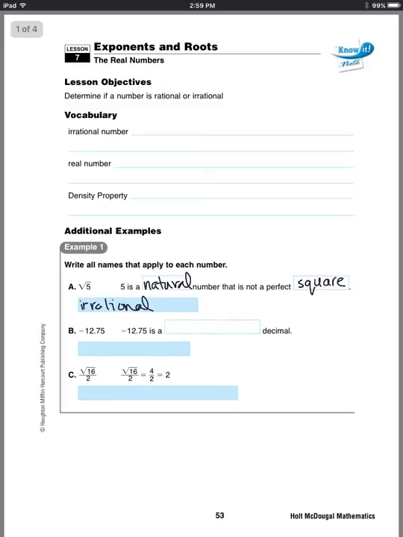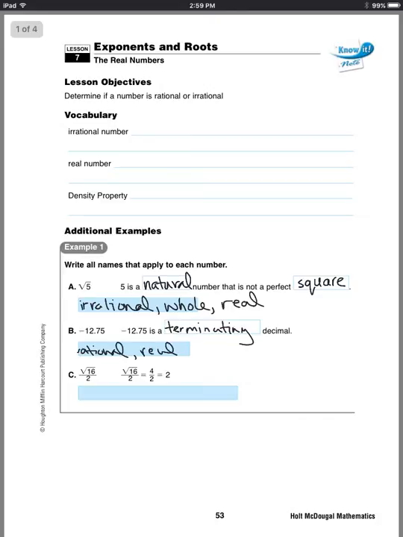But it's also a whole number, and it's also a real number because every number is real. Negative 12.75. Now it is a terminating decimal, meaning it has a clear-cut end. It just doesn't keep going forever and ever. So because of that, it is rational. It ends. It's rational. And it's also real. Okay? It is not a whole number because it's negative.